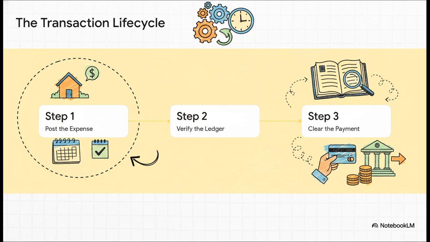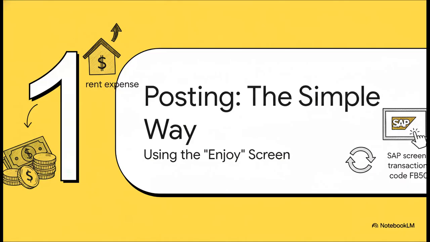First, we'll post the expense. Then, we're going to verify it in the ledger. And finally, we will clear the payment. Okay, you ready to see how it's done? Let's dive in. Okay, our first task is to get a $5,000 rent expense into our company's books.